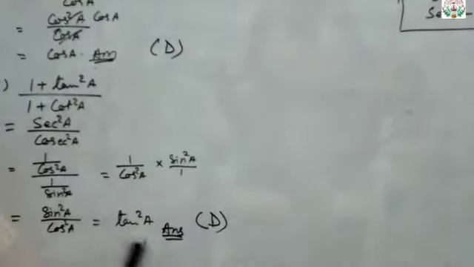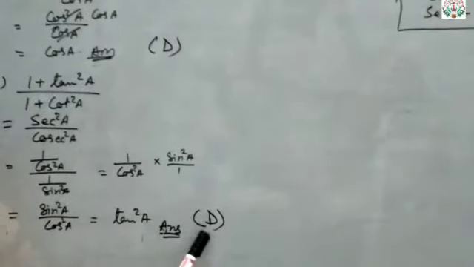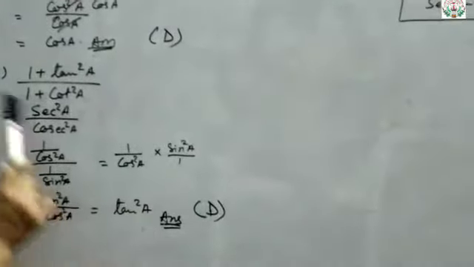So which option has the answer as tan square A? That is option number D. So D is the correct answer for this fourth one.